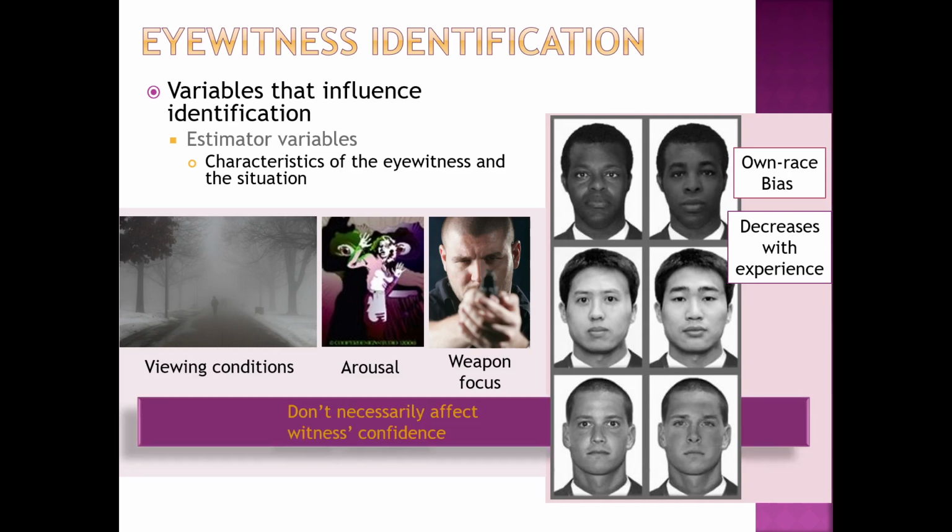What's really weird is that no matter how much you talk about these estimator variable problems, it doesn't necessarily affect the witness's confidence about their eyewitness identification. If you say to them, well, it was kind of foggy that night, are you sure that you really saw what you think you saw? Or, you really thoroughly described the gun, so is it possible you really weren't looking at the perpetrator's face? Oh, no, I really saw it. And this is who I think it was.